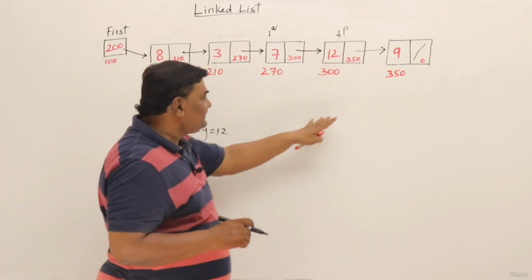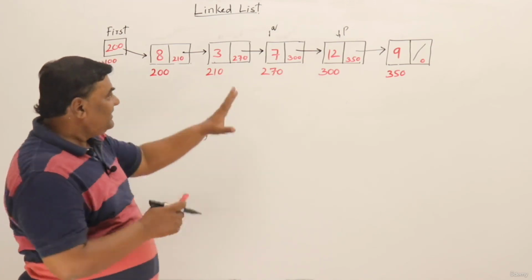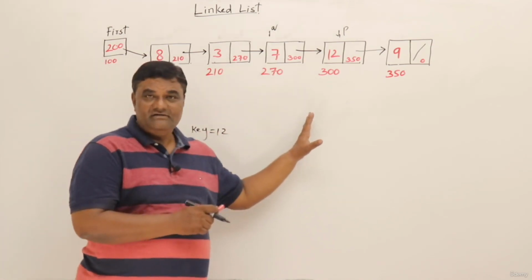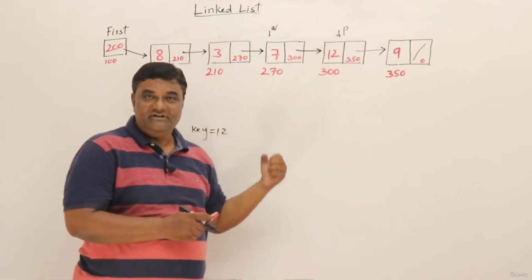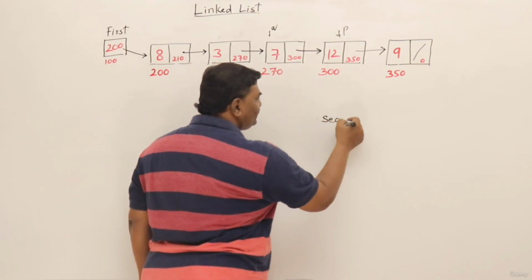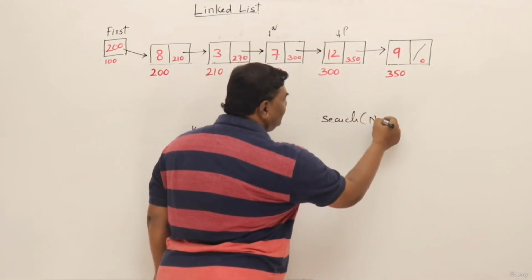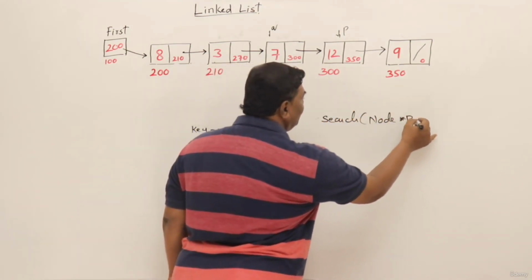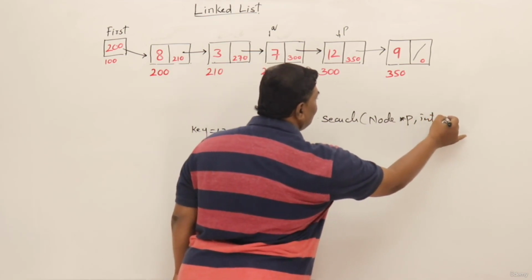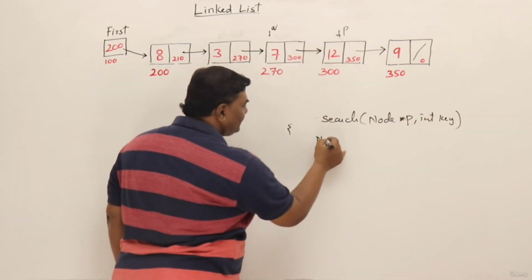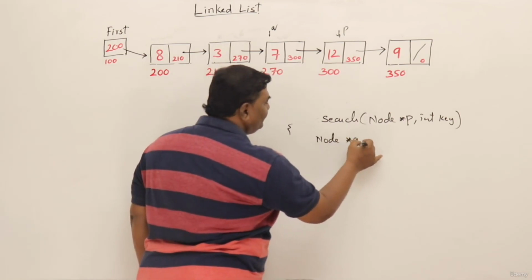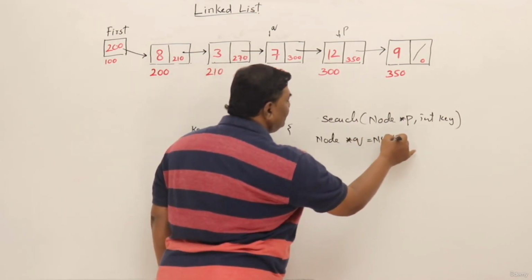Then we have to bring this into front. Let me write the code up to here, then I will show you what changes we require. Search function, which is taking a node pointer P and key. We should also have a pointer called Q, which should be initially null.